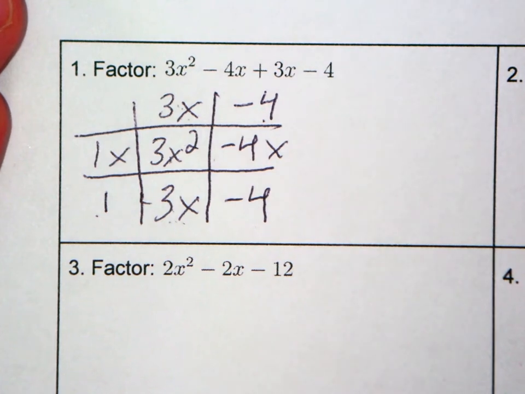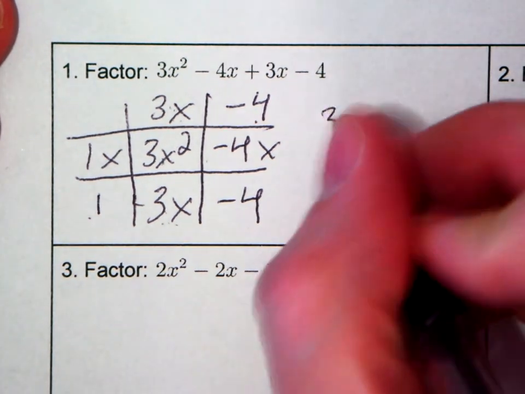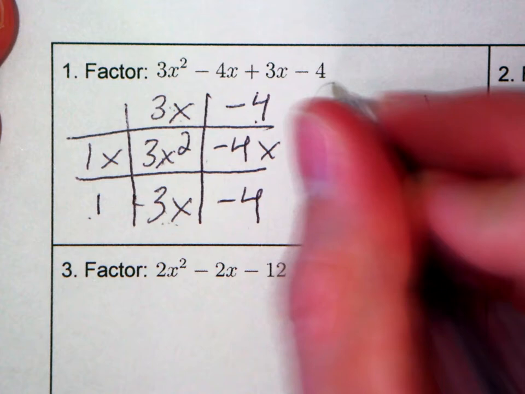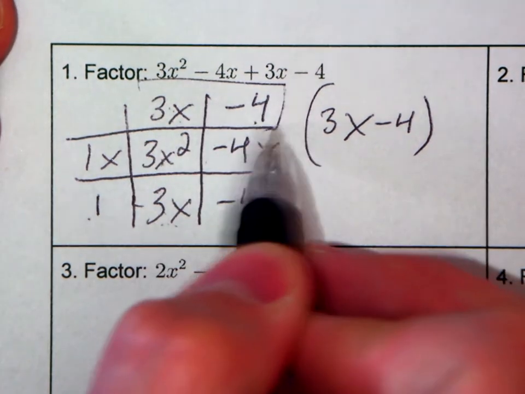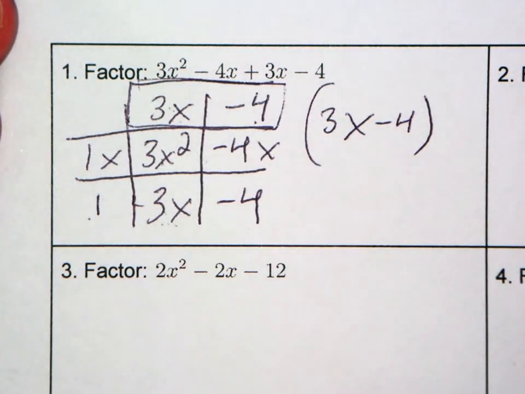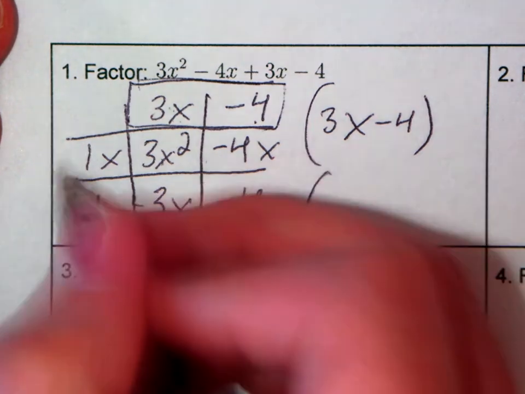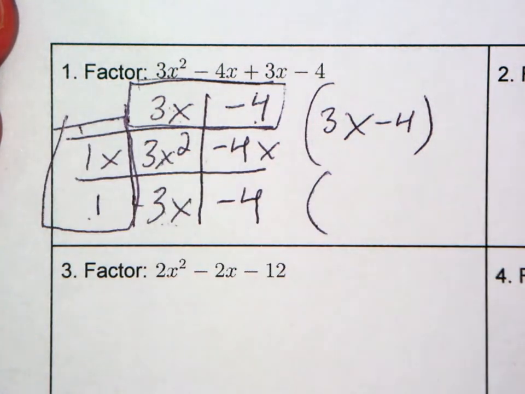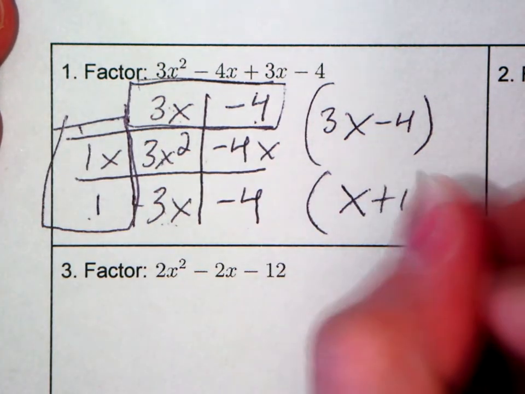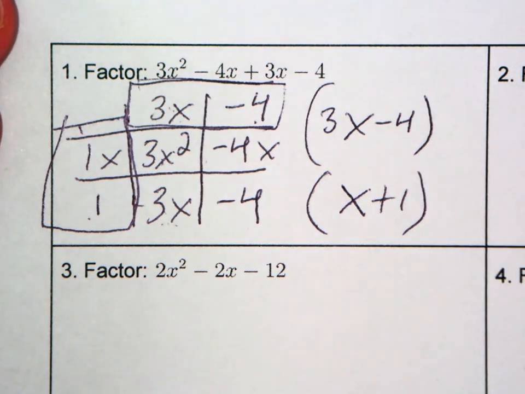To write out our factors, we take 3x minus 4, which was this part here across the top, and we write it in parentheses. We do the same thing with the other side, x plus 1. And we're done. We don't have to solve this one for 0 because we are just identifying the factors.